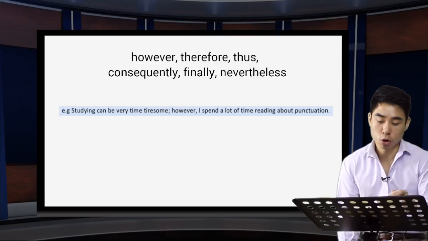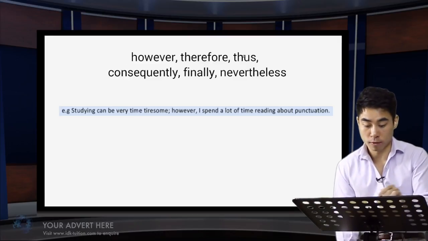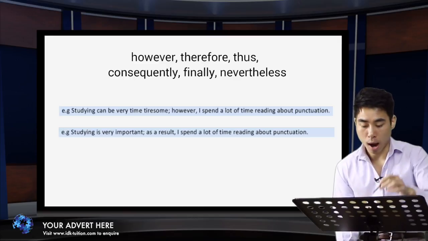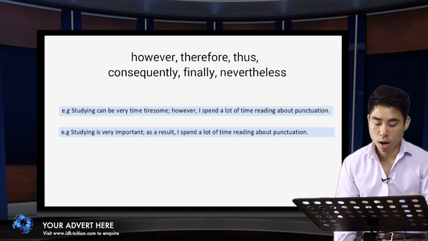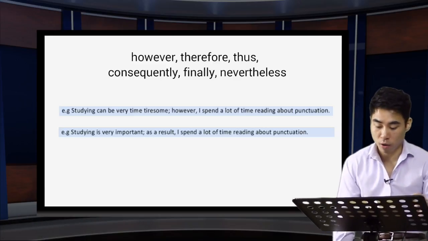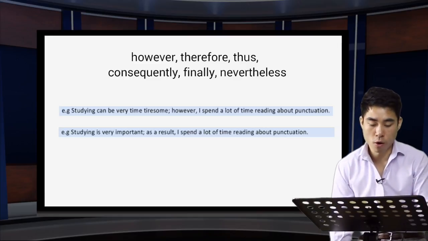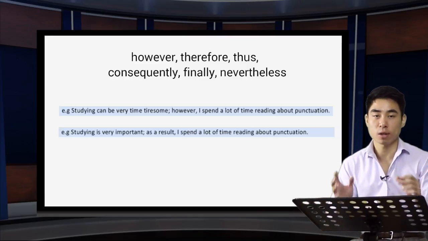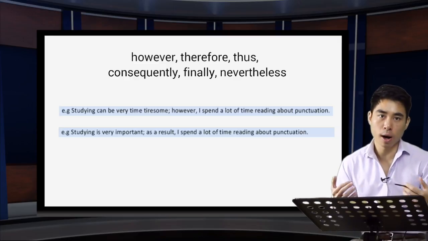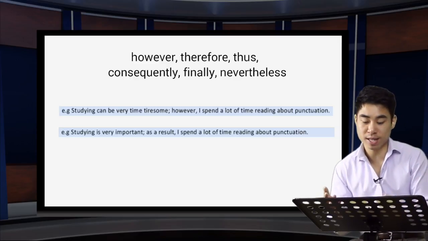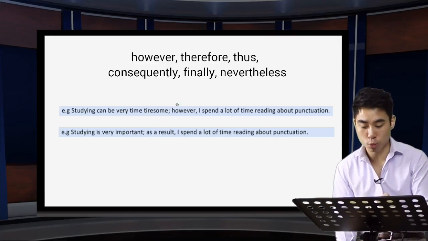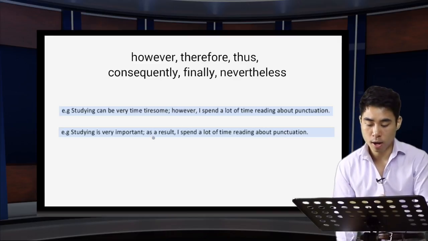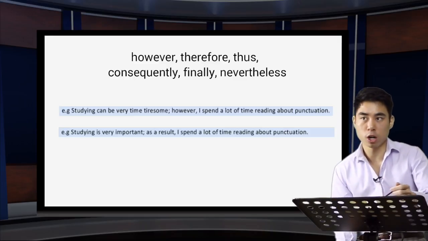Not only is this the case when you're using one of these conjunctive adverbs here, it's also the case when you're looking at what's known as transitional phrases. So as a result is probably the most common one here. So this reads: studying is very important. As a result, I spend a lot of time reading about punctuation. So here you can see that transitional phrase, you can tell by your tone of voice, your inflection within the sentence, almost where the punctuation is going to go. And in terms of that punctuation, it's the same as when you're using a conjunctive adverb: semicolon in front, a comma afterwards.